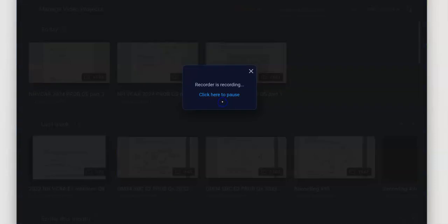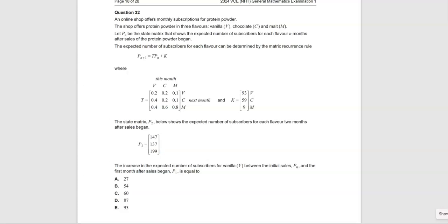Oh, it is recording. Okay, an online shop offers monthly subscriptions for protein powders. There's 3 powders: chocolate, vanilla, and malt. Let Pn be the state matrix that shows the expected number of subscribers for each flavor after n months, and so on. So you can see we've got a transition, but we've actually got a recurrence relation. When we see a recurrence formula, none of the power tricks can happen with this. You always have to go step by step.